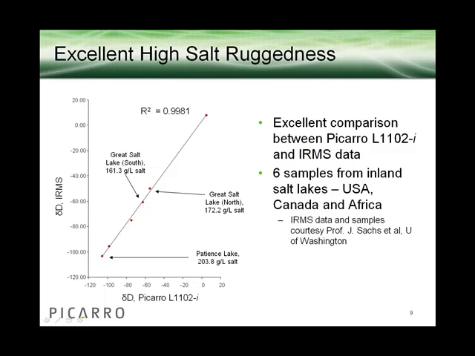We have also run higher salt concentration samples from inland lakes, containing from 160 grams per litre to upwards of 200 grams per litre of salt. The precision of the data is again well within our performance range, but more importantly, there is excellent correlation with IRMS data from the same samples.